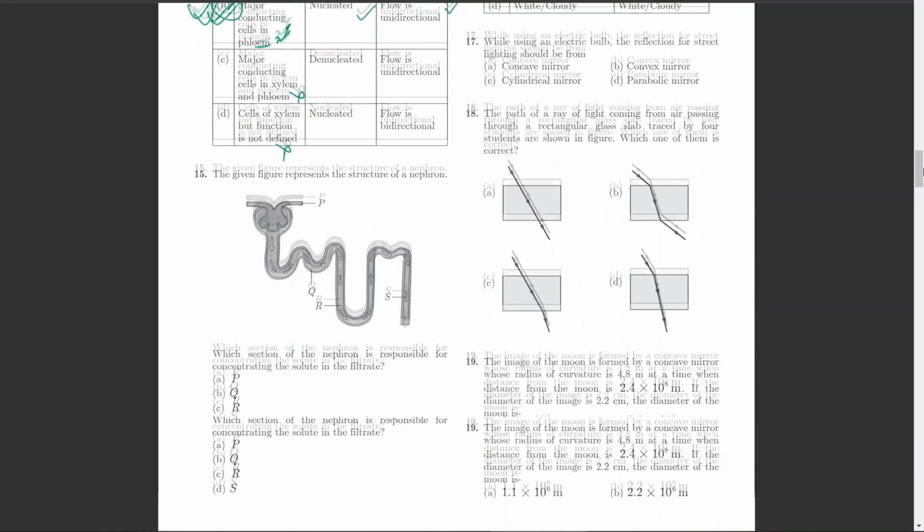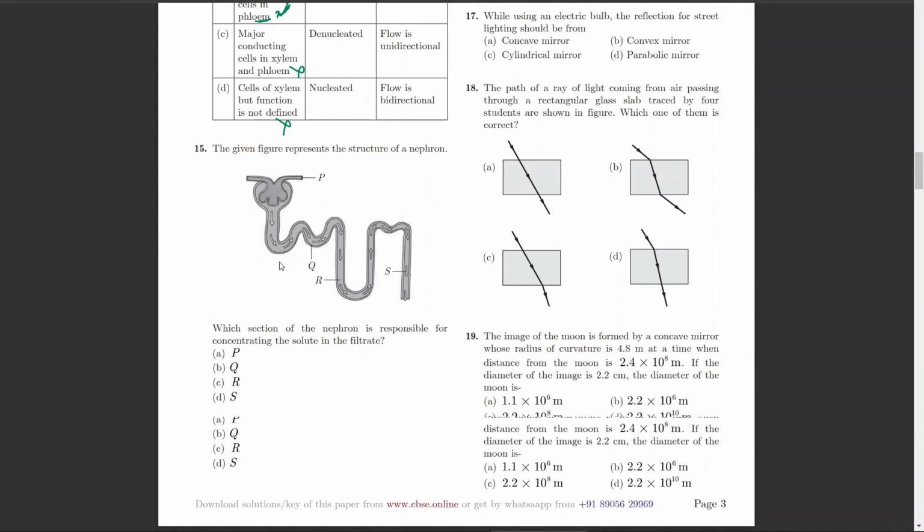Coming to question number 15. The given figure represents the structure of nephron, right? So now you have to select which section of the nephron is responsible for concentrating the solute in the filtrate. Is it P, Q, R and S? Of course it is R, because the concentration or concentrating the solute takes place in tubule, and R is tubule. So option C is the correct option.